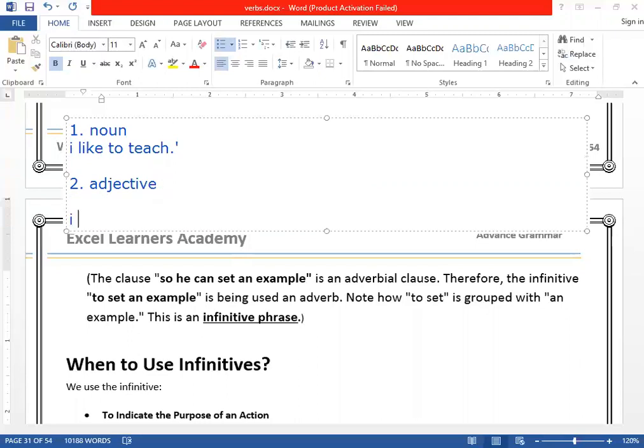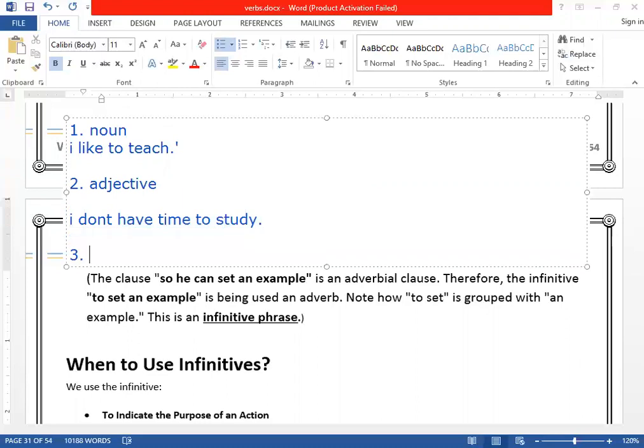If I say, I don't have time to study, for example. Time is a noun, and to study modifies the noun time. So to study here functions as an adjective.